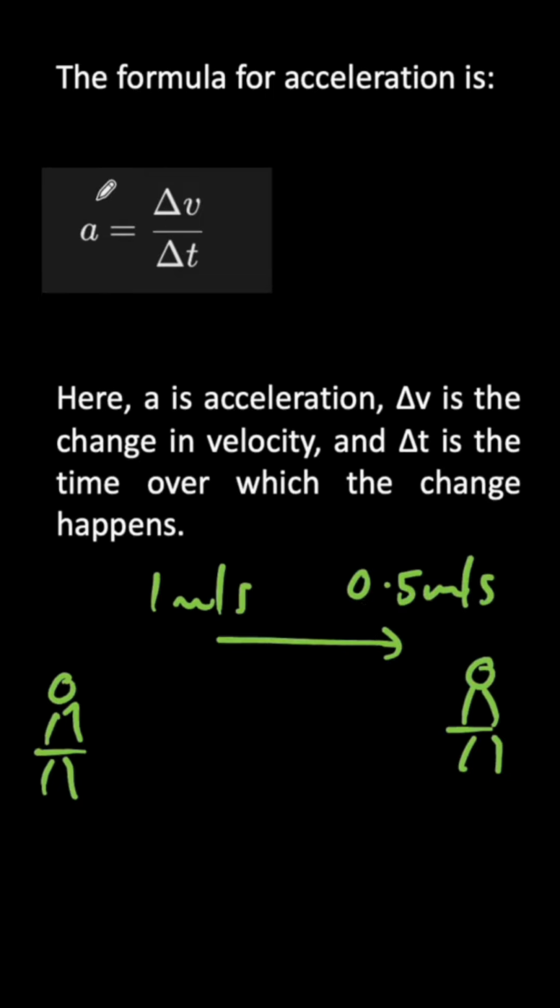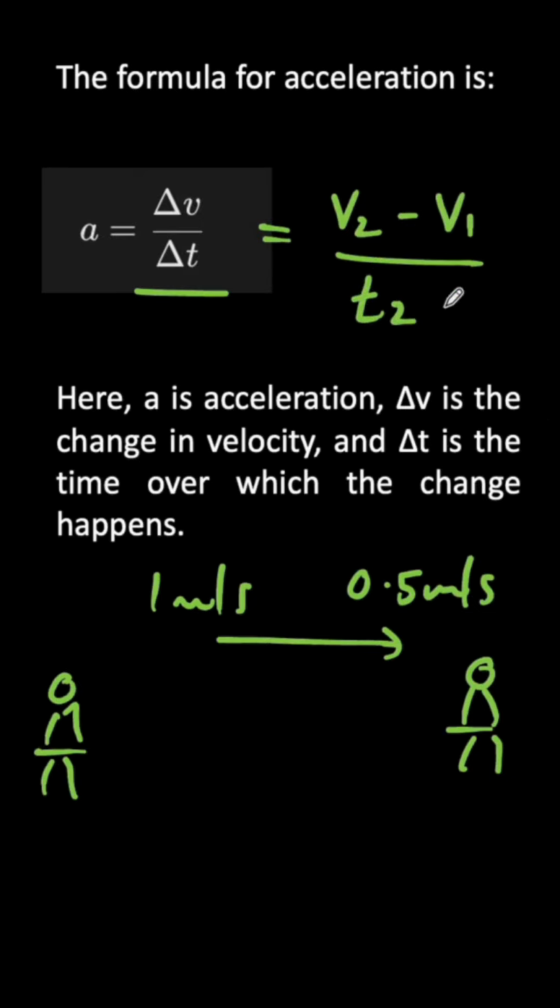Now let's see mathematically how we can represent it. I told you acceleration is nothing but the rate of change of velocity, how velocity changes with time. So it is delta v by delta t, that is v2 minus v1 by t2 minus t1. That's how mathematically acceleration is determined. Let's take an example. A bike goes from 10 meter per second to 30 meter per second in 5 seconds. What is the acceleration?